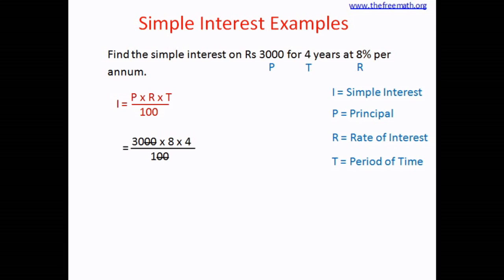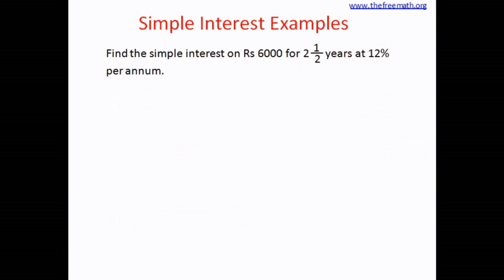Let's cancel out the zeros. So we have 30 multiplied by 8 multiplied by 4. 8 4s are 32. 32 multiplied by 3 is 96. So the answer is 960. That means the simple interest equals 960 rupees. So the simple interest on 3000 rupees for 4 years at 8% interest per annum equals 960.